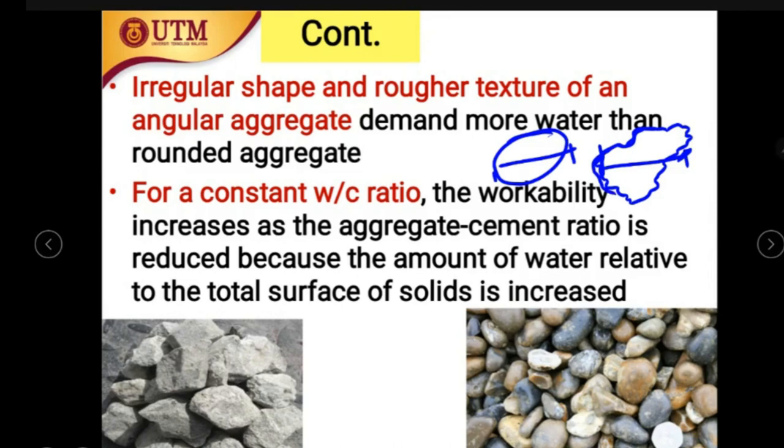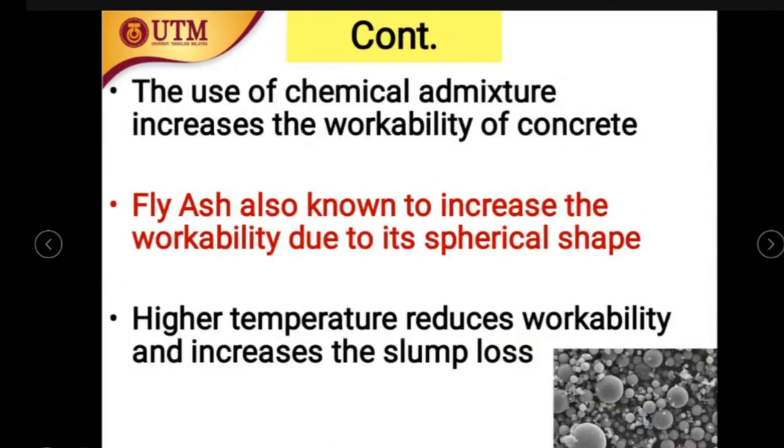For constant water cement ratio, the workability increases as the aggregate cement ratio is reduced, because the amount of water relative to the total surface of solid is increased. Use of chemical admixture will increase the workability. This one particularly is for the water reducing agent, what we call water reducer or plasticizer. And fly ash will also increase the workability a little bit, because fly ash is spherical in shape. So that is a bonus for using fly ash.